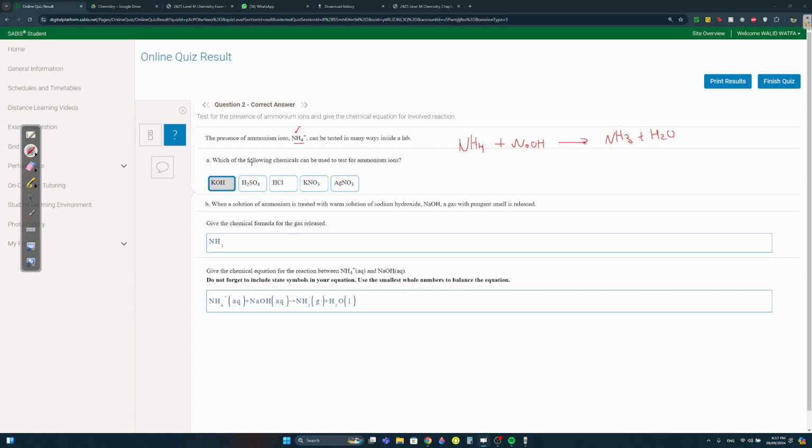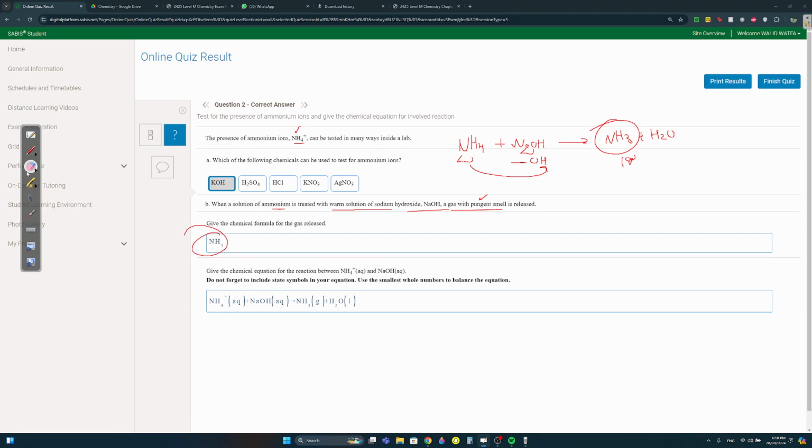Which of the following chemicals can be used to test for ammonium? Now we put NaOH, but in general it doesn't have to be NaOH. It can be any hydroxide, because the whole point is that the NH4 reacts with the OH group. When a solution of ammonium is treated with warm NaOH solution, a gas is released. We know the gas with the pungent smell is ammonia. What is the gas? NH3.